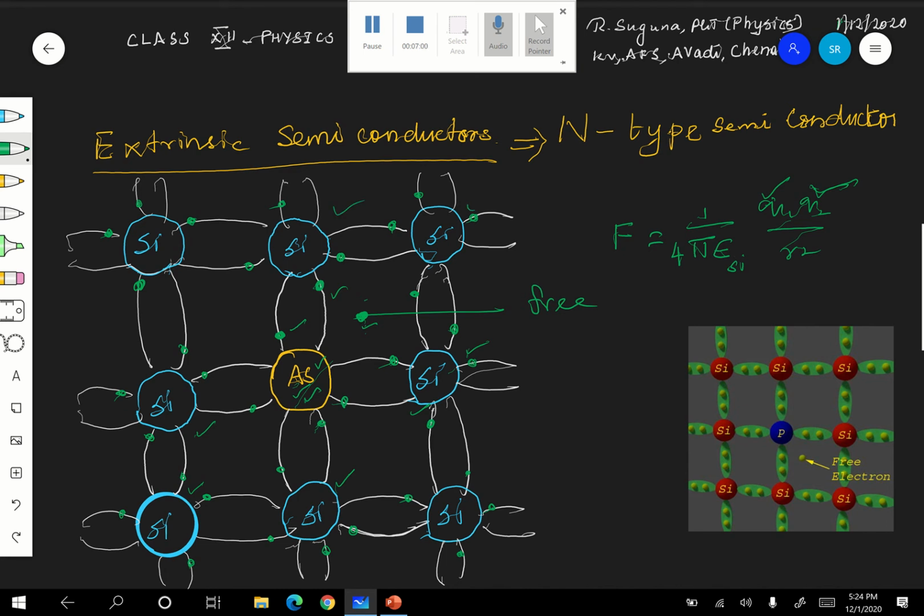If the atom is in the pool of silicon, what is the medium here? Silicon is the medium. So if you say K, epsilon here is very, very large. It is the dielectric constant of silicon. F is equal to 1 by 4 pi K epsilon naught times Q1 Q2 divided by R squared. Here epsilon naught is the permittivity of free space, and K is the dielectric constant of silicon, which is of the order of 11.7.